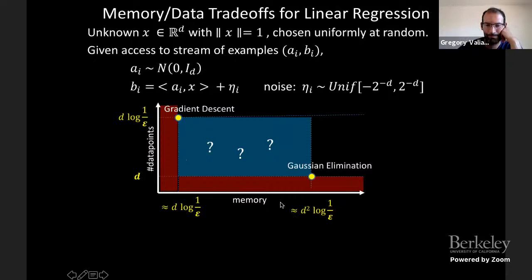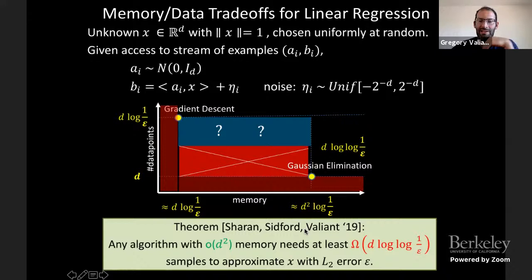So we had this theorem with Vatsal and Aaron back in 2019, where we showed that at least something breaks if you go from quadratic to subquadratic memory. Namely, when you go to subquadratic memory, you will need at least some dependence on this error. You'll need at least D times log log 1/ε data points.